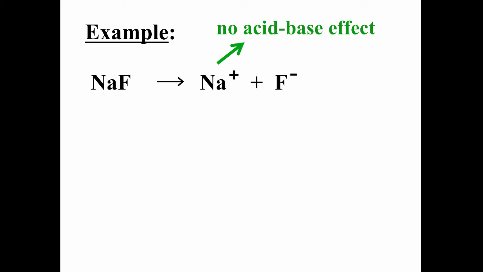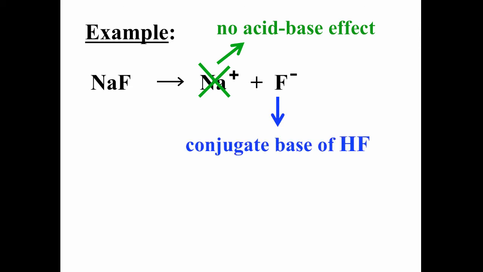Okay, well, that wasn't super interesting. Nothing really happened, as it turned out. So let's try a different salt, sodium fluoride. Once again, it dissociates into sodium ions and fluoride ions. Sodium ion, it turns out, doesn't have an acid-base effect to speak of, or at least not enough for us to worry about for now. So that's a spectator ion, and we'll ignore it. Fluoride, however, is the conjugate base of hydrofluoric acid, HF, and so you'd say, well, maybe that could have a basic effect on solution.